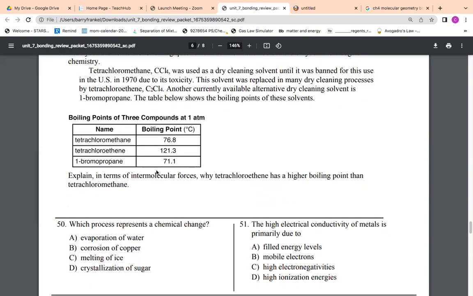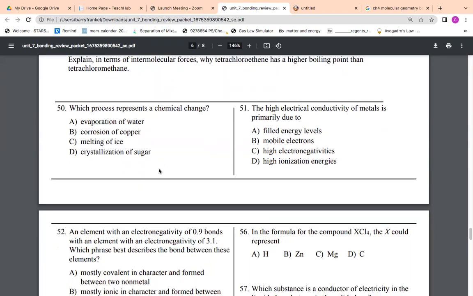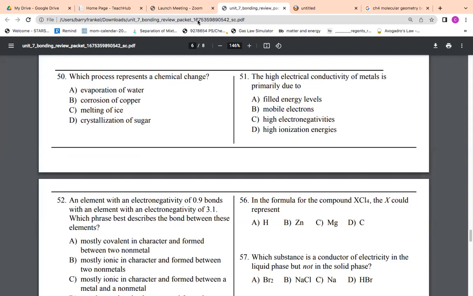All right. So number 50, we've got 10 more. Beautiful. All righty. So which process represents a chemical change? This is sort of like going back a few units. Chemical change, again, new stuff is formed. Evaporation, physical change. Melting, physical change. Crystallization, physical change. Okay. So the only thing that we're left with is corrosion. Corrosion, decomposition, all those things are all chemical changes. So that would be choice B.